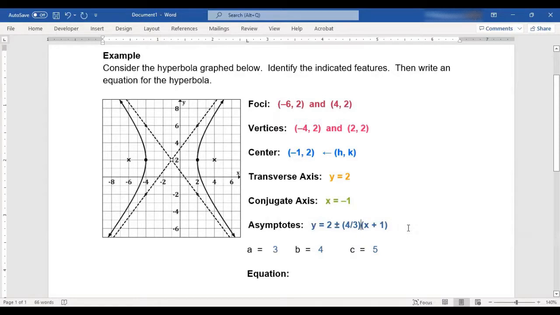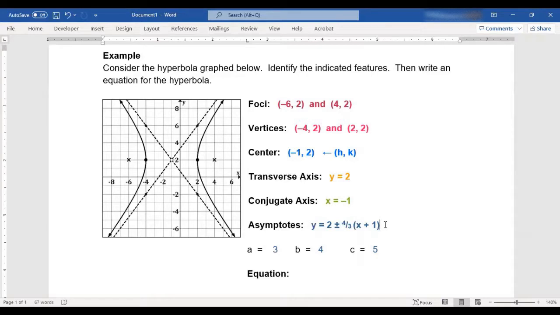Now you can leave your equation like that. I'm just going to write this without those parentheses, just to make it a little bit easier to digest. If you want to write this out as two equations, y equals 2 plus 4/3 x plus 1, y equals 2 minus 4/3 x plus 1, that's also totally fine. In this case, I'm just going to write it as a single line just to save on some space here.